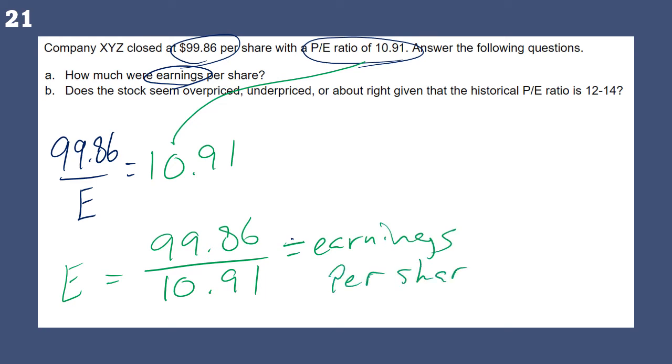Now the next thing it says, does it seem overpriced or underpriced or about right, given the historical PE ratio is 12 to 14? So the PE ratio right here, does that fit in there? No, it does not. That actually is too low. So we're going to say it's underpriced.